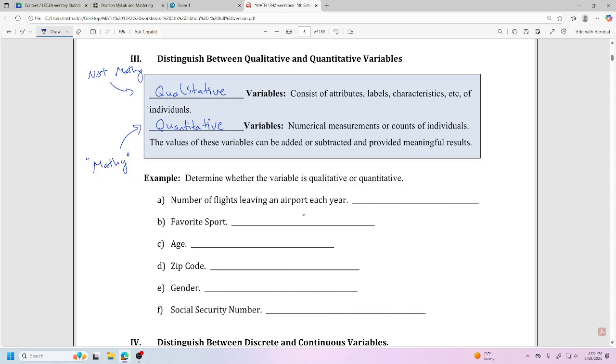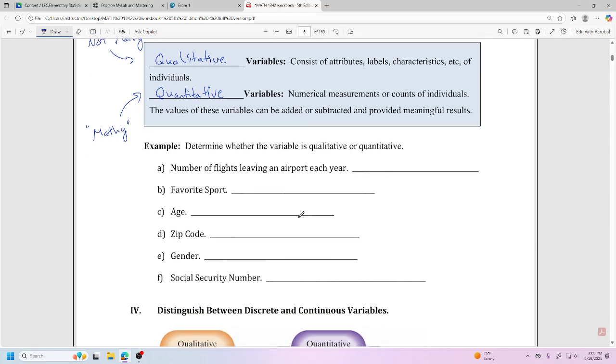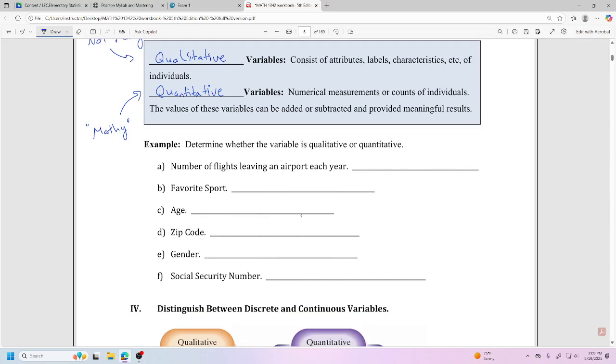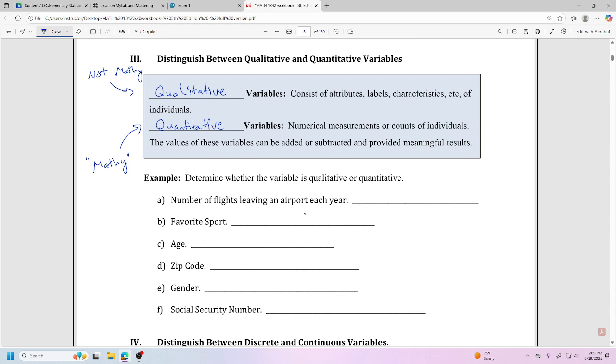So here's a great example. What color t-shirt are you wearing today? Blue. There's not really any math with that. Does it make sense? Okay, cool. So there's a difference between math and not math, and I want you to help me go through this list here. So these are the options: qualitative, quantitative. Number of flights leaving the airport, which one is it? Yeah, quantitative, because it's mathy. You can say, oh, there were like 5 more that left today than yesterday, right? Something like that. You can do math with it.